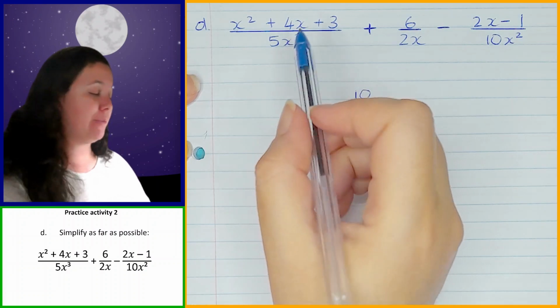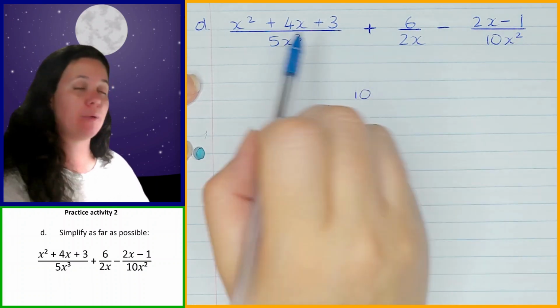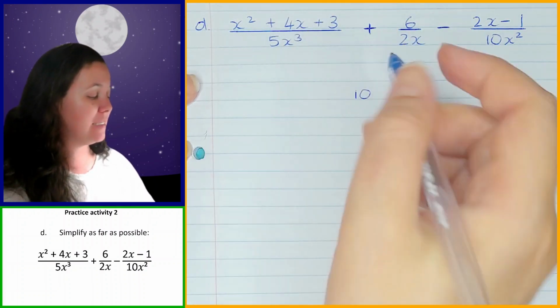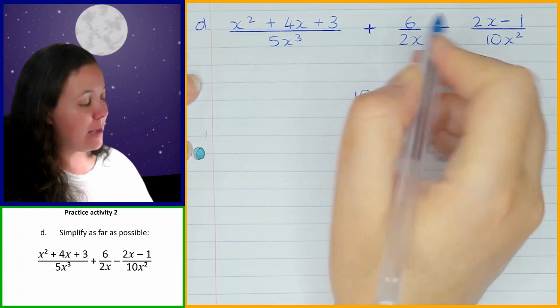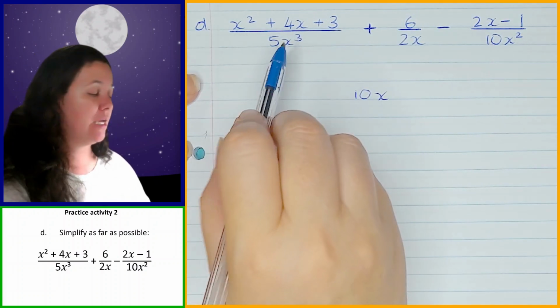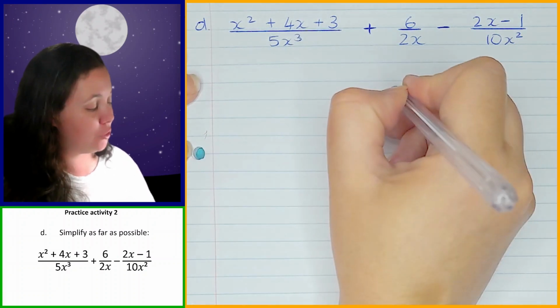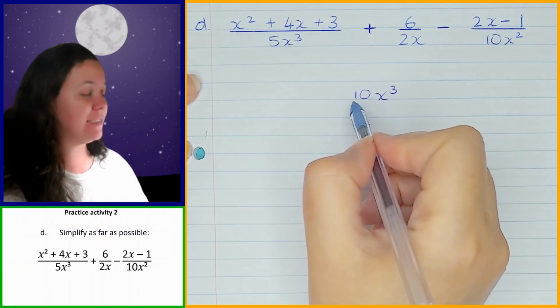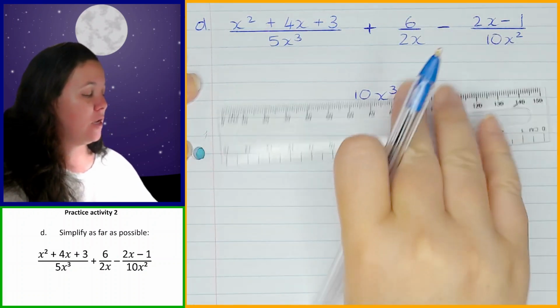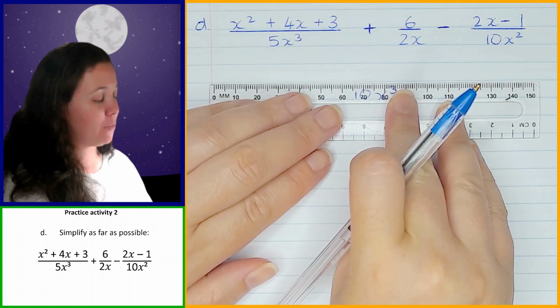Then I need to look at my variables. Now I've got x cubed, x, and x squared. So I don't have any other variables besides x. So I need to have 10x, but I have to have the highest power that I've got in any of my denominators. So it's going to be x cubed. Okay, so my LCD is 10x cubed. Right, so now let's go and see what we're going to have at the top of our fraction.